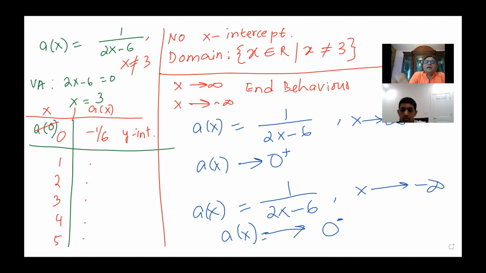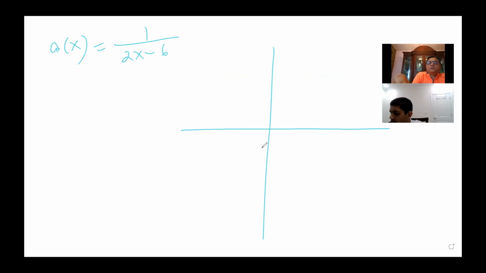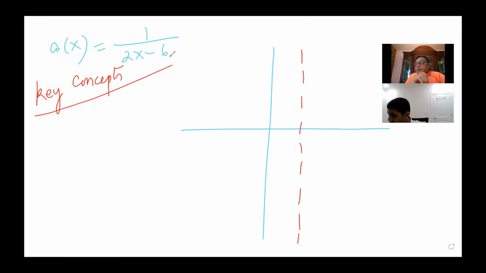Let me clear this and get to the graph now. So we're talking about one function, a of x equals 1 over 2x minus 6. And now the graph is very simple, which we kind of drew in the beginning also, but we're taking time to understand the concepts, right? Yeah. So key concepts. These will help us to draw complicated graphs, okay? So we know there is a vertical asymptote and we know there is a horizontal asymptote.